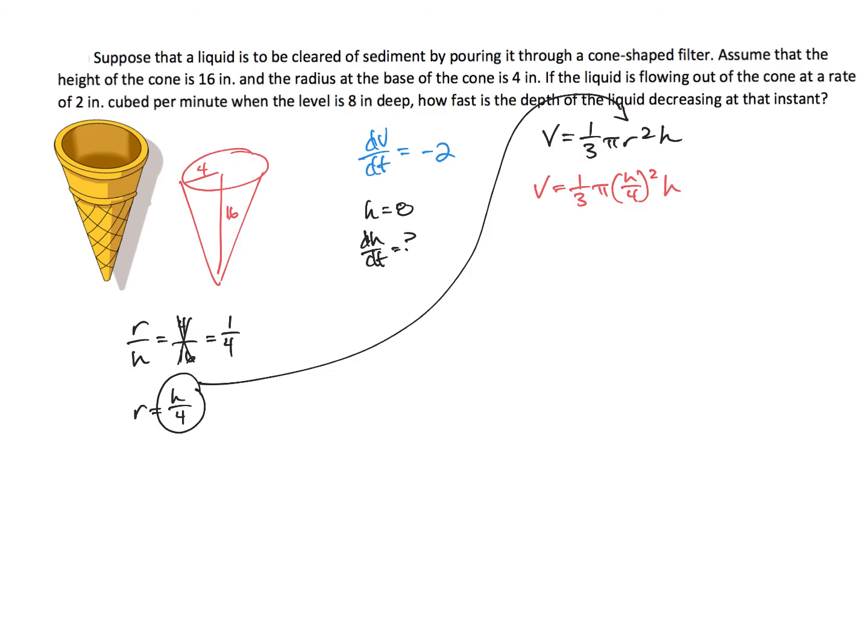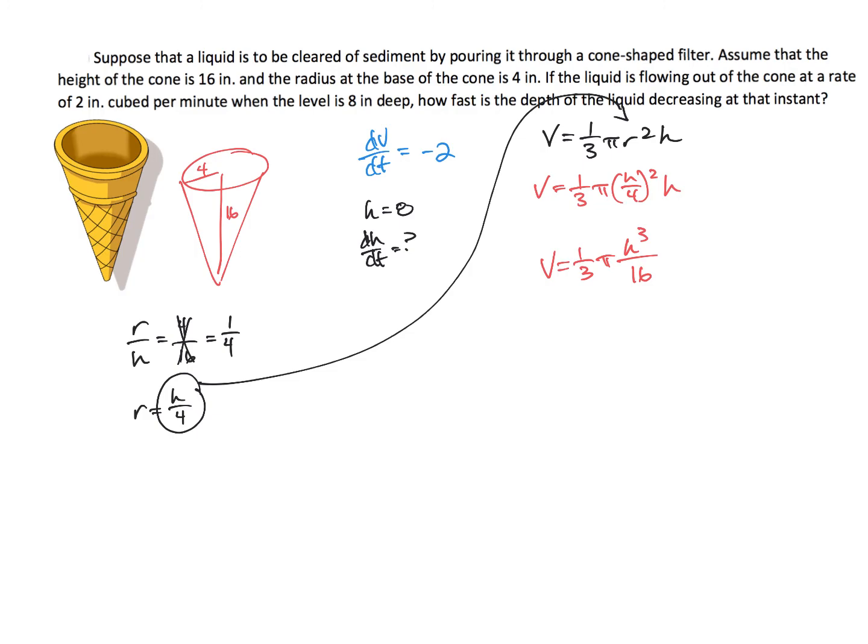Well, let's combine them now. h squared is what? h squared, right? So then h squared times h would be h cubed. So now I'd have h cubed over what? Not 4 anymore, but 4 squared, which is 16. And then I still have a pi, and I still have a 1/3 going right there.